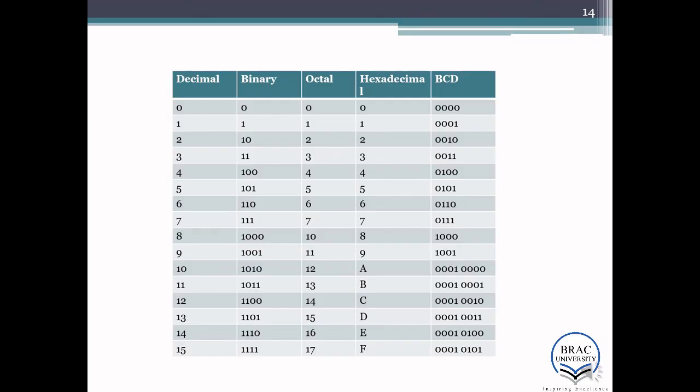For BCD, this is similar to your binary from 0 to 9. The difference is it is 4 bits, but for 10 it becomes 8 bits. Like for 1 it becomes 0001, 4 bits, for 0 it becomes 0000. For 11 it becomes 0001 and another 0001. So it goes on after 15. For 15 it becomes, for 1 it becomes 0001. For 5 it becomes 0101.